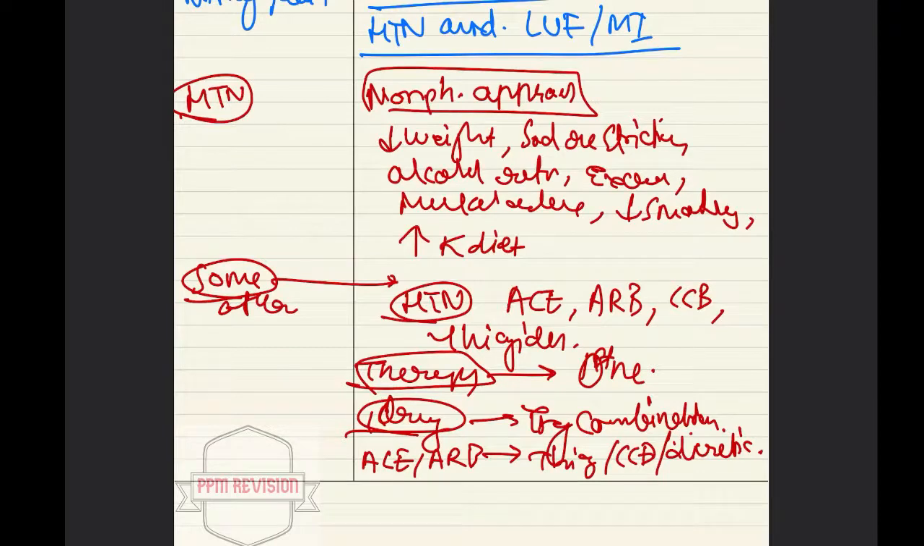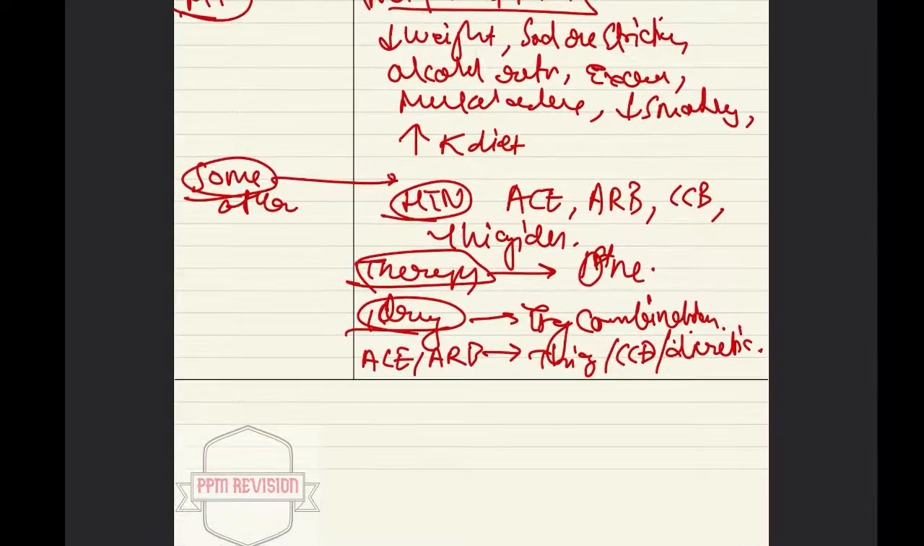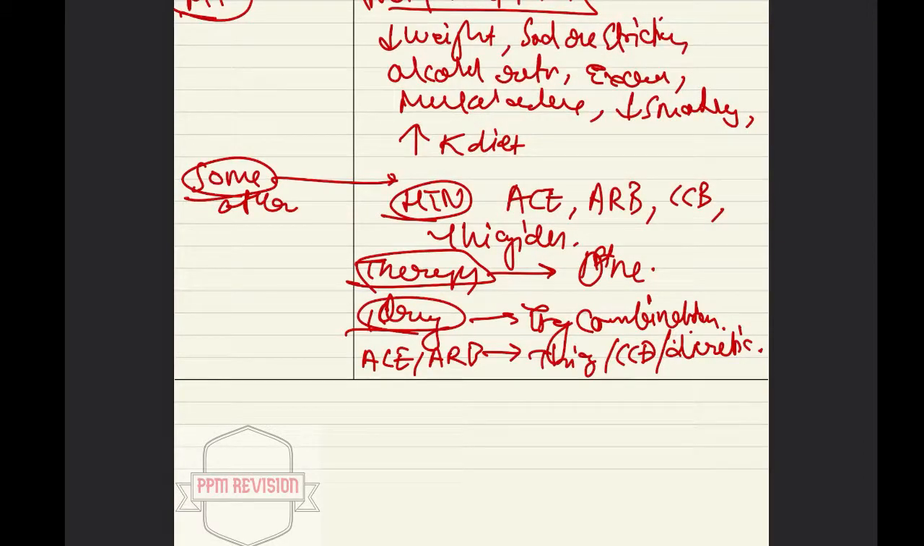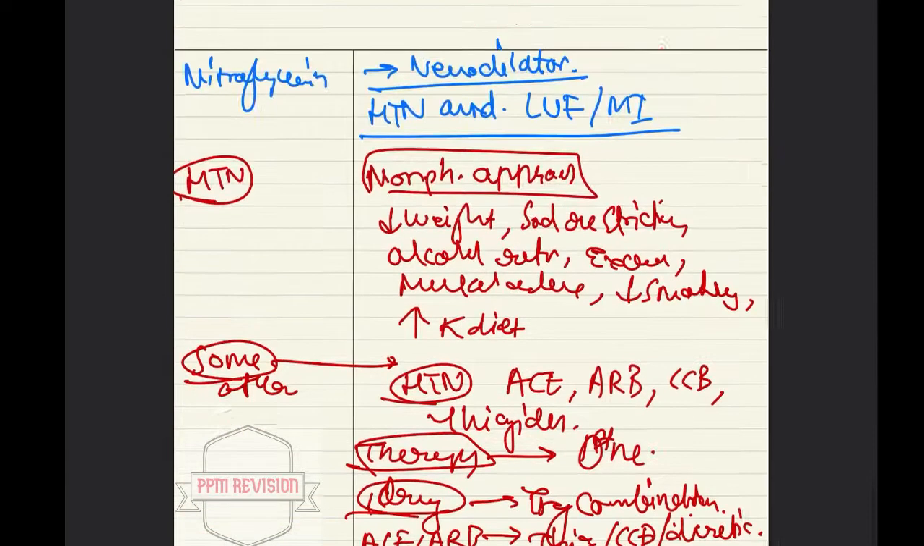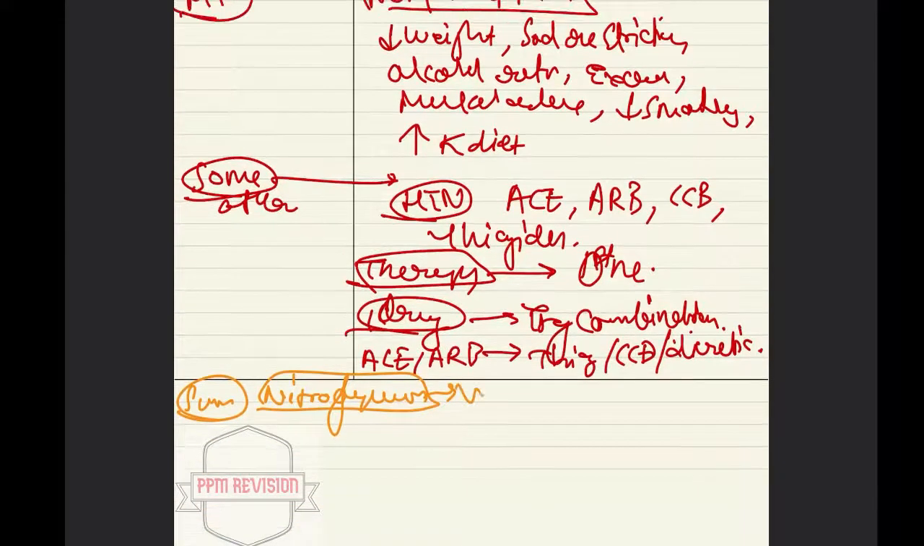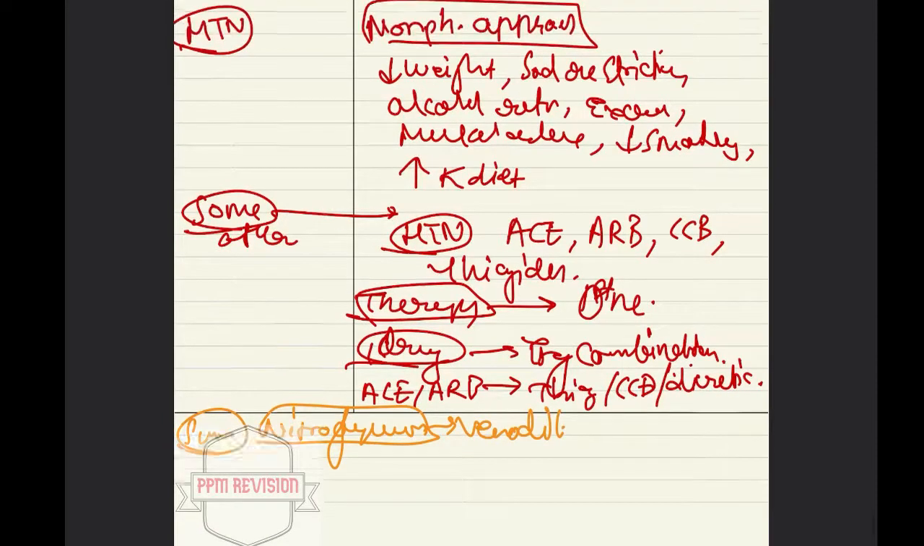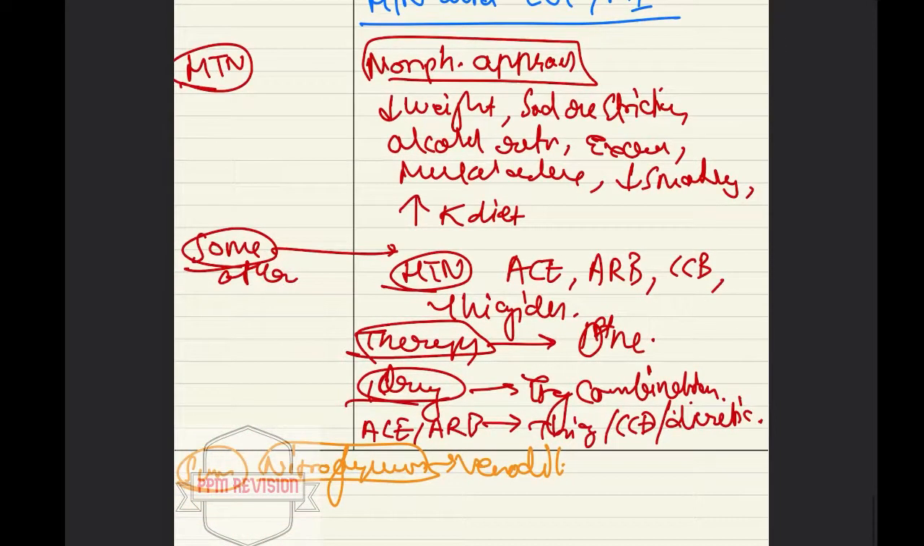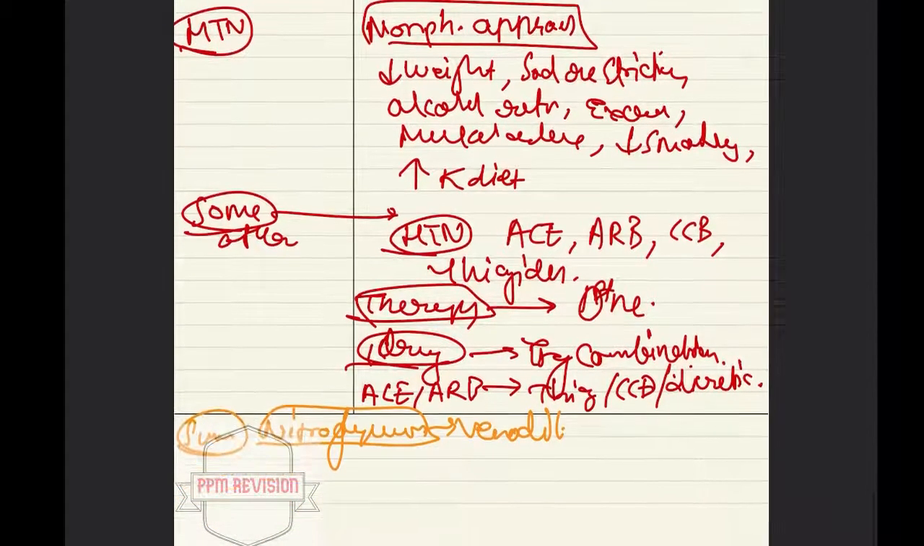Now quickly summarizing what we have done, here I had given a note on nitroglycerin. Looking at the summary, we have studied what nitroglycerin is. Nitroglycerin is a venodilator. Another point we looked at is that it is used in case of hypertension associated with left ventricular failure as well as myocardial infarction. Used in hypertension with MI or left ventricular failure.